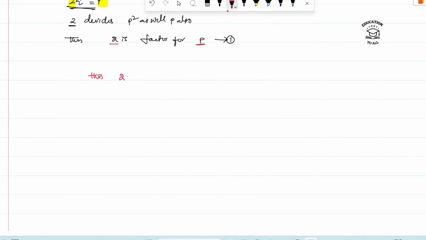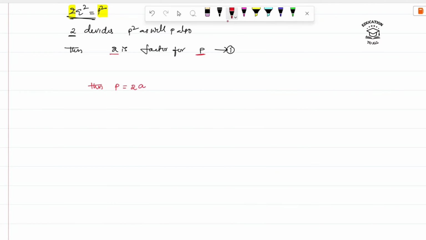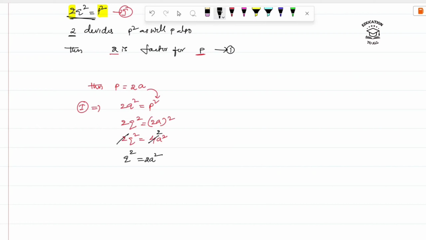Now I'll consider p equal to 2 times a, and this is Roman number 1 we consider. Replace in this equation: Roman number 1 equation implies 2q square is equal to p square, and replace the p value in it. 2q square is equal to 2a whole square, and 2q square is equal to 4a square. Now this 2 and 4, 2 times cancel, and we can say that q square is equal to 2a square.